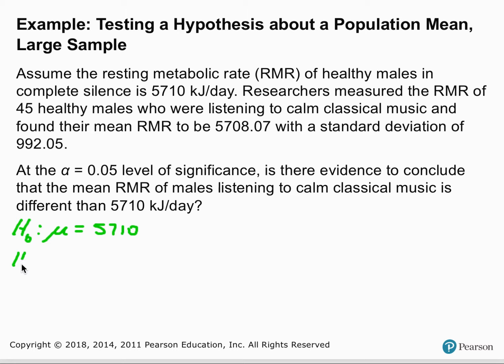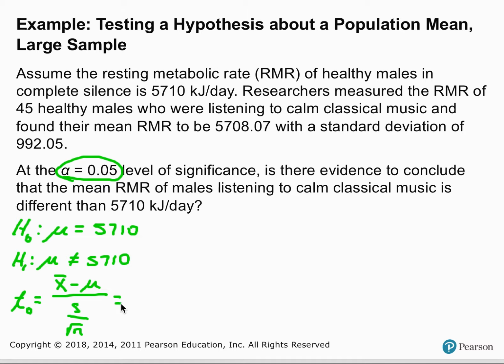And our alternate hypothesis is that it is not 5,710. Okay, step two is determine your level of significance, and they have given us that. Okay, so then step three, we compute that test statistic. Remember we have a formula for that, so I'm plugging into this formula. Just plugging our information in there.